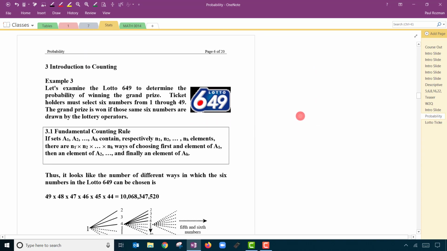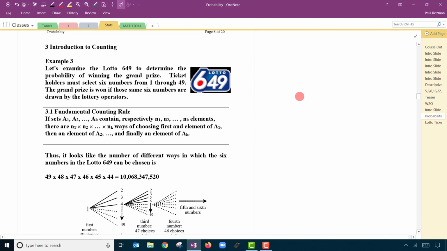So speaking of counting, you'd think that counting would be an easy thing. I mean, you learned how to count before you could even get to school. But counting the number of outcomes of things is a difficult process. I thought we'd study a lottery that we all might be familiar with, the lottery 649.